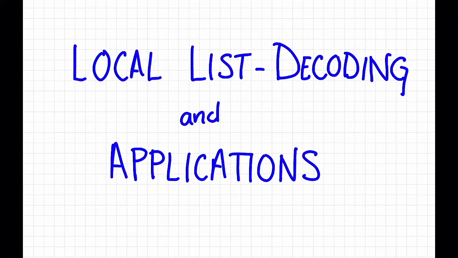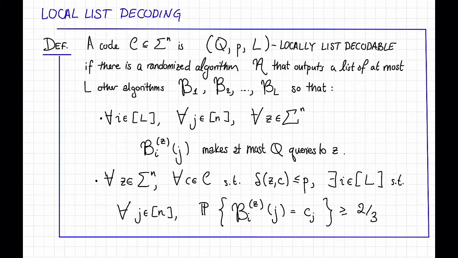In this video, we'll define local list decoding and mention a few applications. In fact, we already saw a local list decoding algorithm and an application in a previous video, but now we'll formalize this a little bit. Here's the formal definition of local list decoding. It's a bit of a mouthful, or at least a bit of a slideful, but we'll break it down with pictures in the next slide. Let's just go through it first, though.